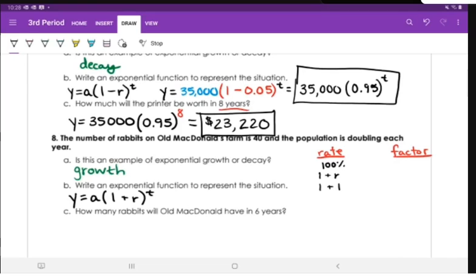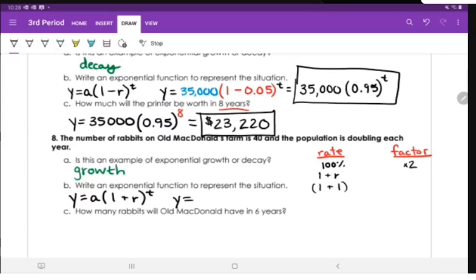But let's think about it instead as a factor. To double something means to multiply it by 2. Right? So if we think about this as a factor, our factor would just be times 2. So if you're thinking about it as a factor, you would just use 2 as your base. And if you're thinking about it as a rate, you would use 1 plus 1 as your base, which is 2. Okay, so regardless of which way you approach this problem, you're either going to have 1 plus 1 as your base, or you're going to have 2 as your base, and you arrive at the same answer.